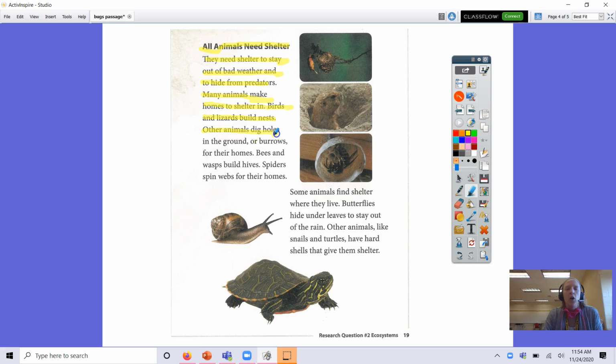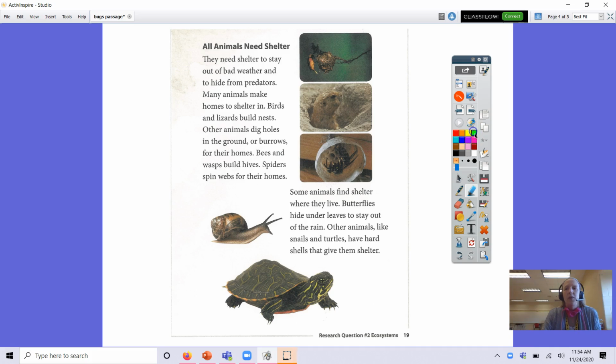Other animals dig holes in the ground or burrows for their homes. Bees and wasps build hives. Spiders spin webs for their homes. Some animals find shelter where they live. Butterflies hide under leaves to stay out of the rain. Other animals, like snails and turtles, have hard shells that give them shelter.